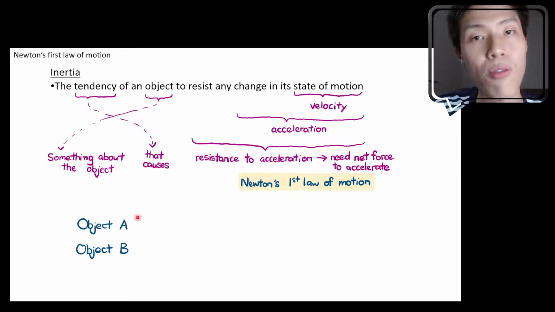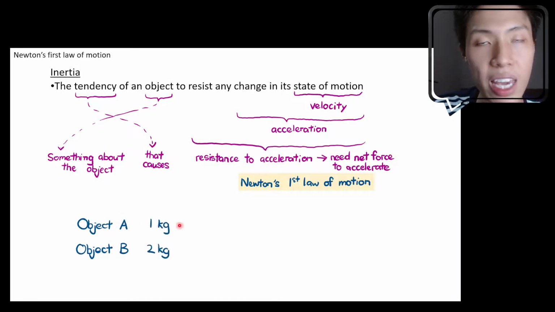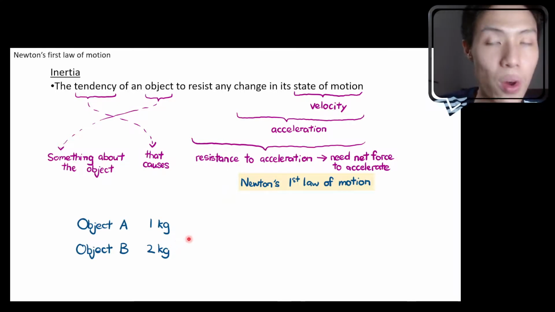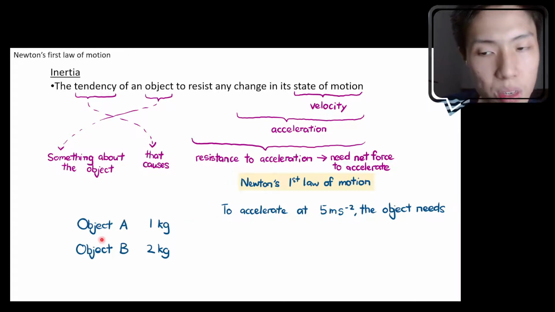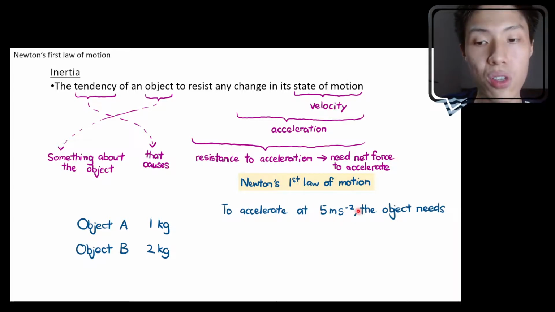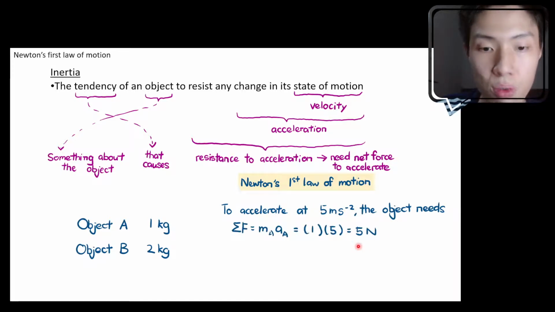Let's say today you have two objects here, object A and object B. Object A is 1 kg, object B is 2 kg. I hope you are seeing where I am trying to go. If I want to accelerate both of these objects at 5 meters per second squared, then for object A, you need 5 newtons of force, because sum of F equals ma.